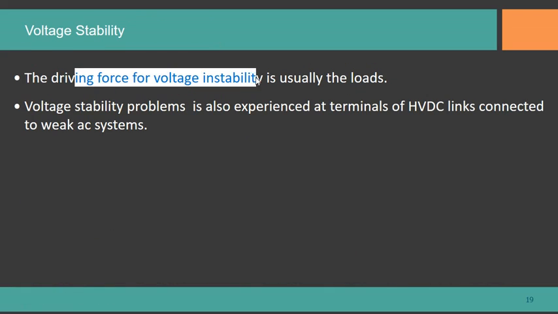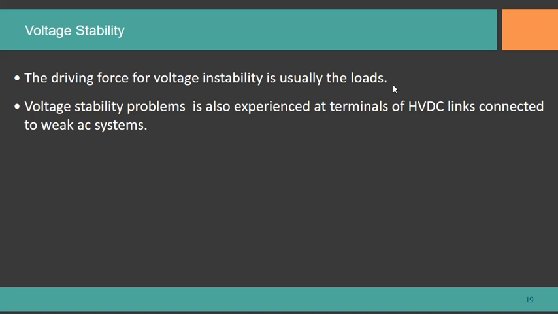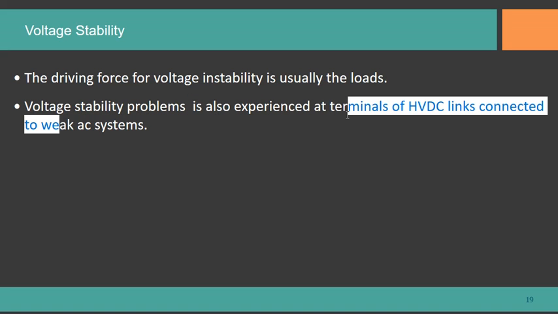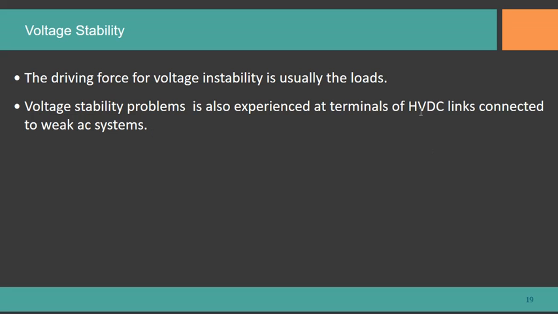The driving force for voltage instability is usually the loads. Due to a sudden change in the load, due to sudden application or removal of the load, there will be voltage instability. Voltage stability problems are also experienced at the terminals of HVDC links connected to weak AC systems. Nowadays HVDC transmission is so popular, so if you connect HVDC to low voltage buses, there will be a problem of voltage instability.